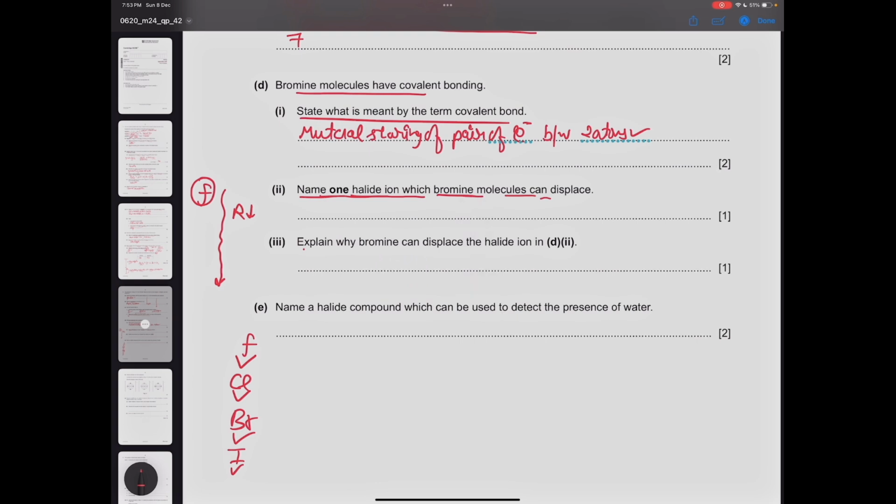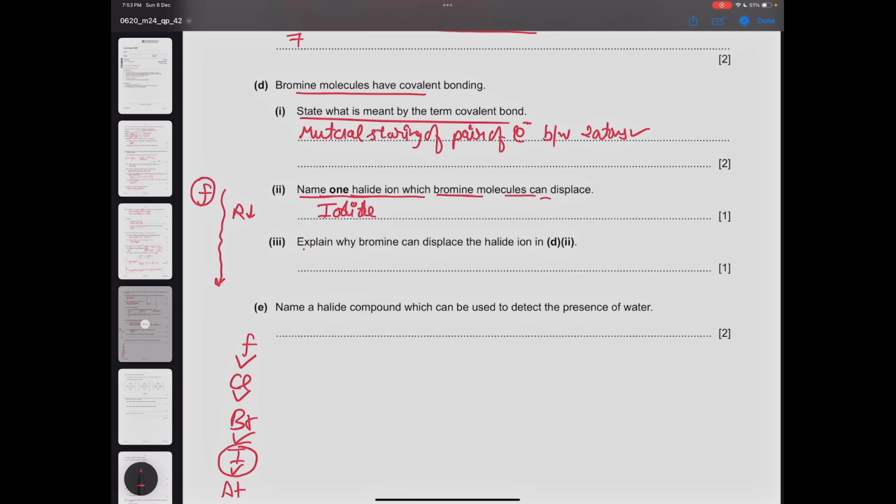They're asking you to name one halide ion which bromine can displace. See, bromine can displace the ion which is less reactive than bromine, right? And we can say iodide is less reactive, astatide is less reactive, right? So you can just mention iodide. I hope you're getting this logic.